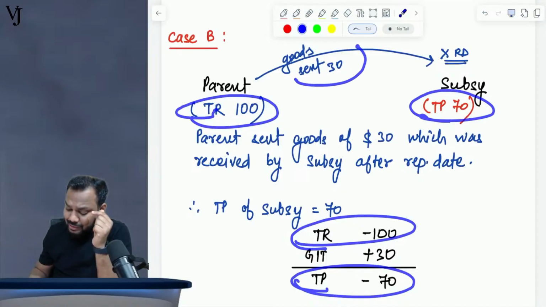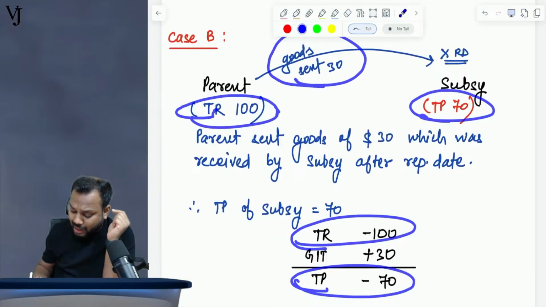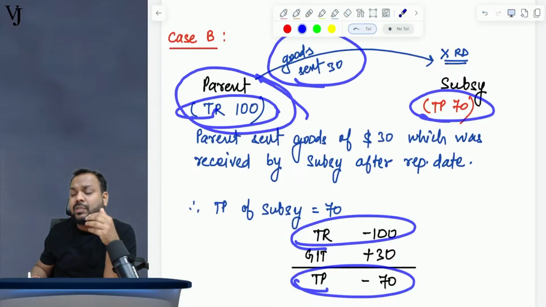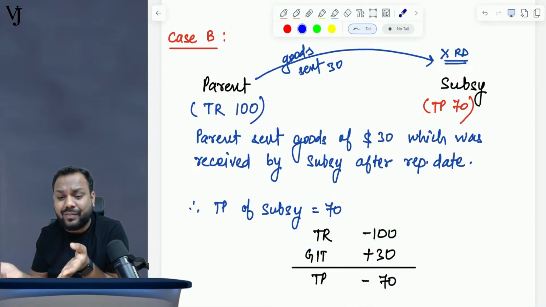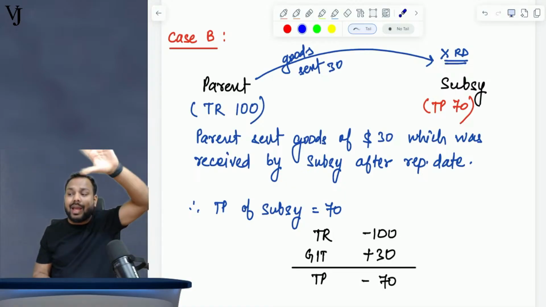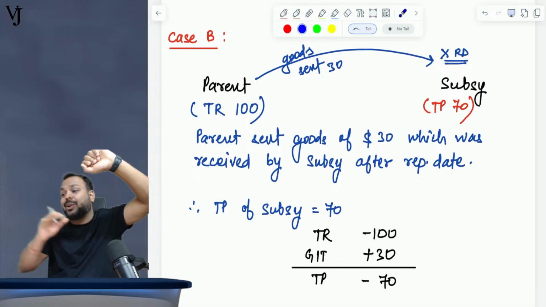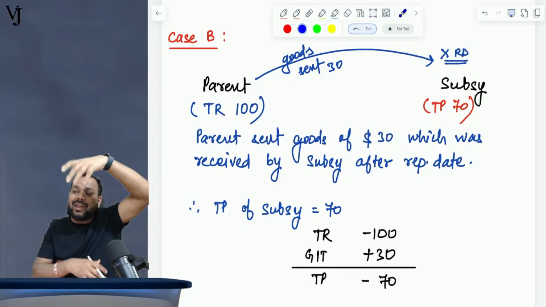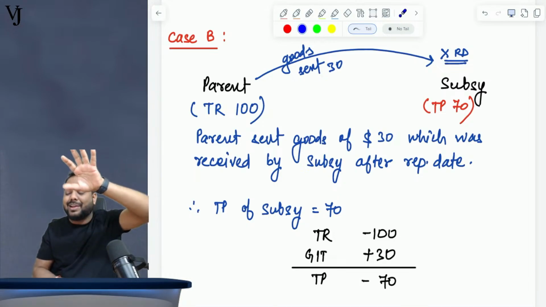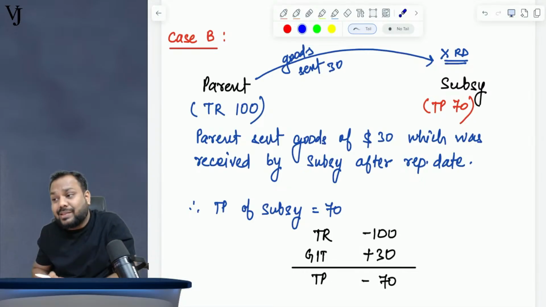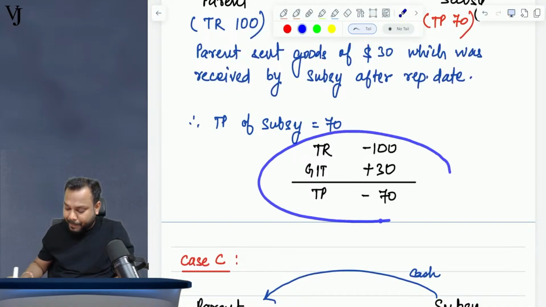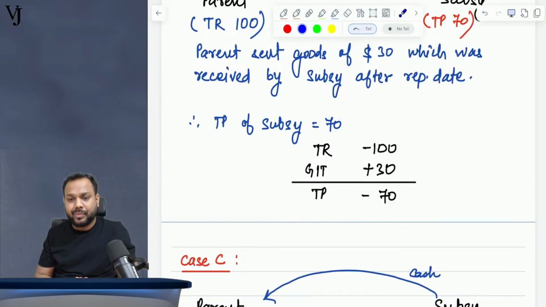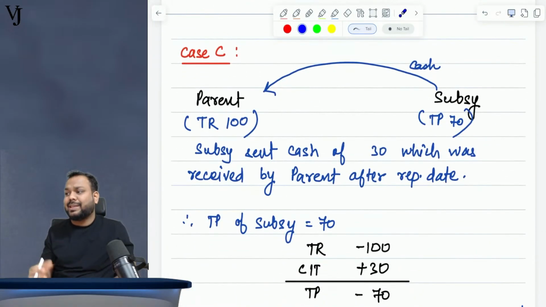Now, what is the goods in transit? 30. These goods are de-recognized by parent since parent has sold them, but not recognized by subsidiary because subsidiary has not received them. So these goods are somewhere lying in the atmosphere, neither in the books of parent nor in the books of subsidiary. So now we have to recognize these goods in transit of 30. Now if you see, the net impact becomes okay. Now similarly, case C.